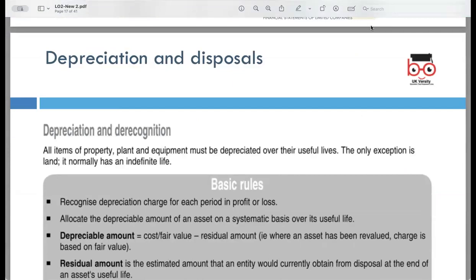Okay, depreciation and derecognition. Depreciation is the systematic allocation of the depreciable amount of an asset over its useful life. Depreciation ensures that the cost or fair value of an asset is expensed over the period that benefits from its use.